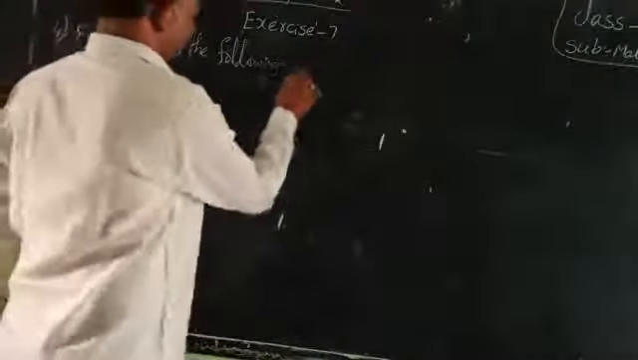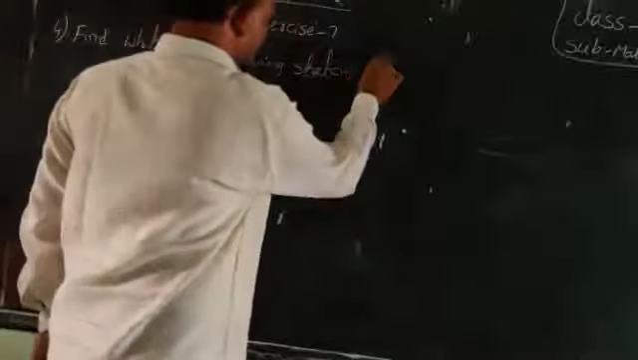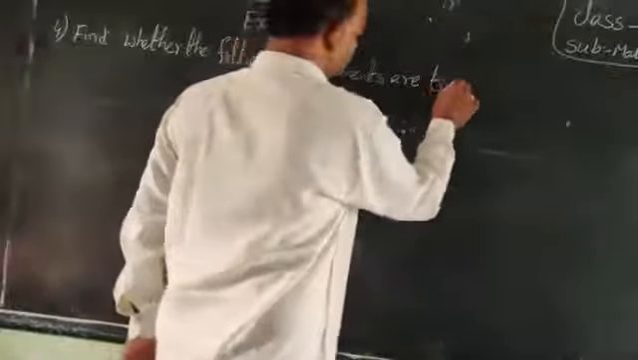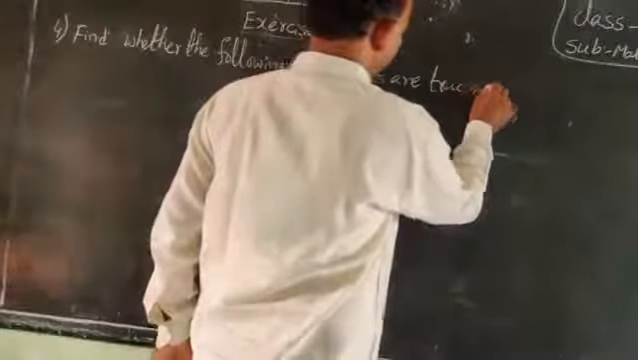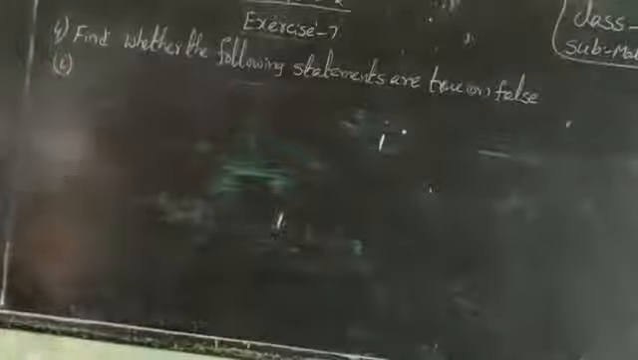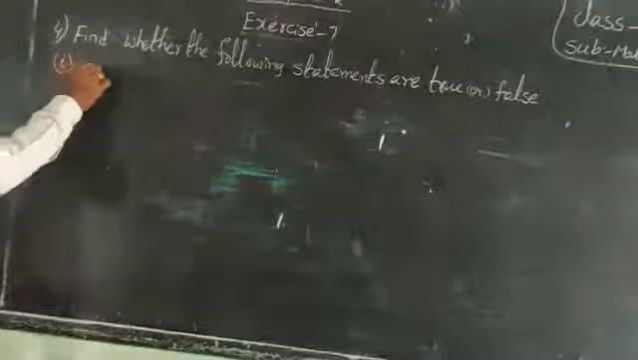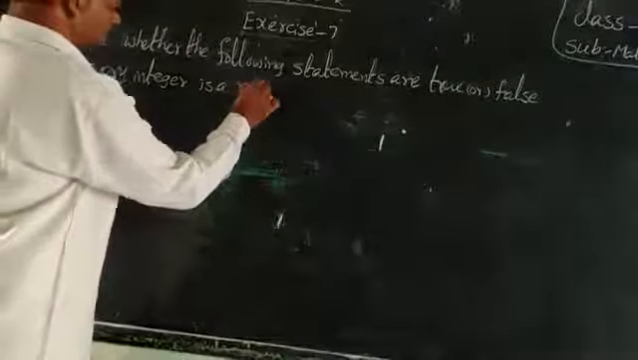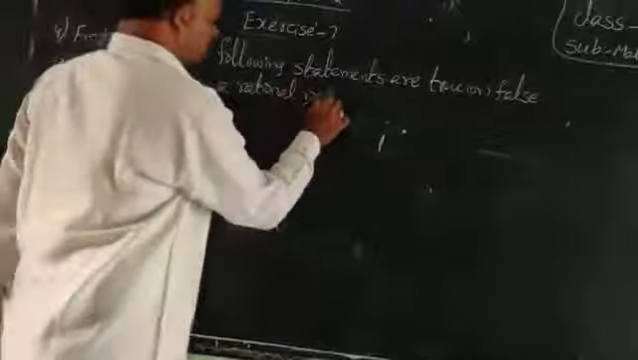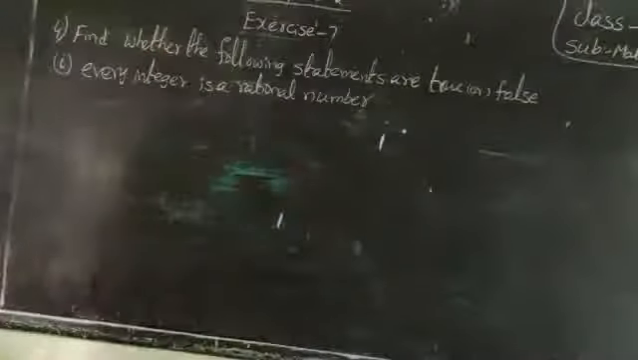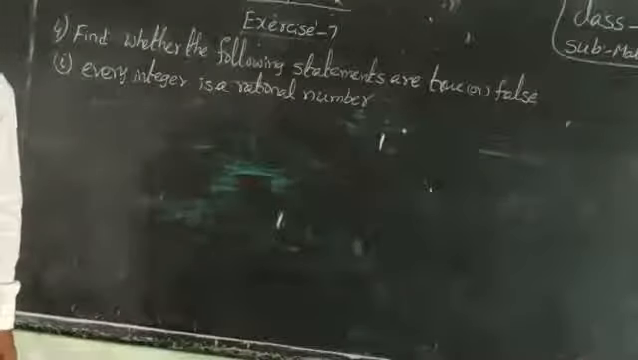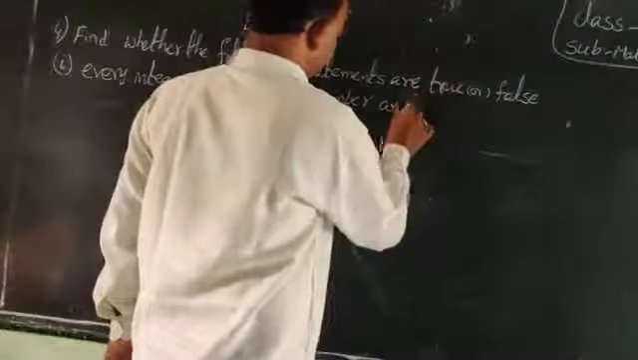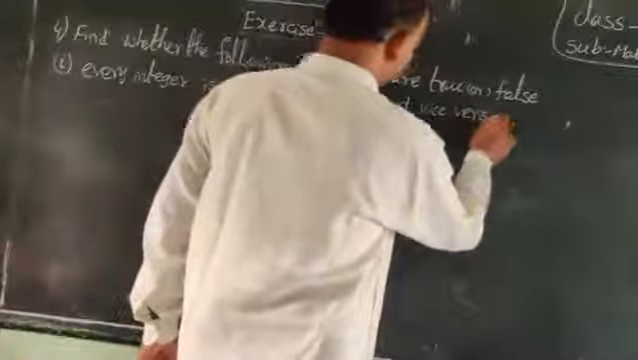True or false? The statements are true or false. First one: every integer is a rational number, and vice versa. Is it true or false?